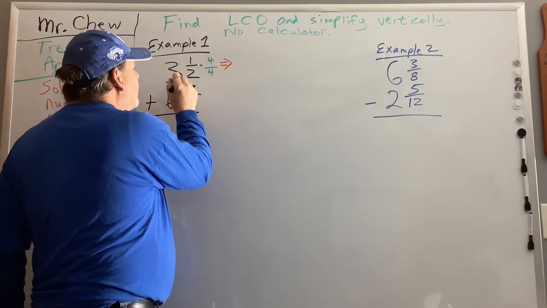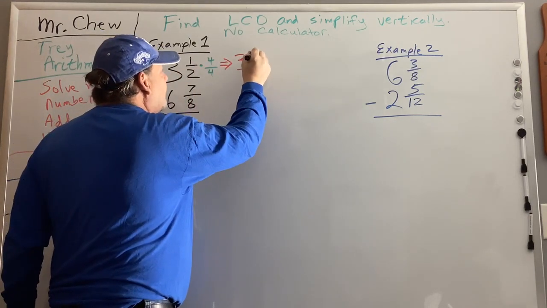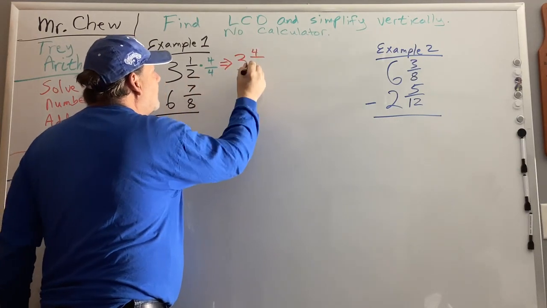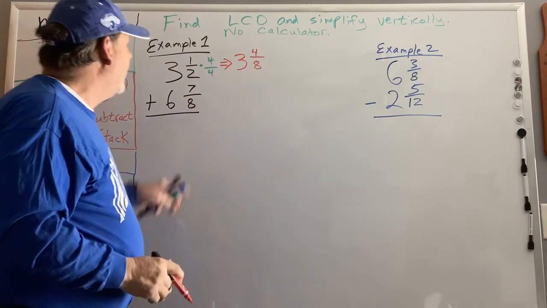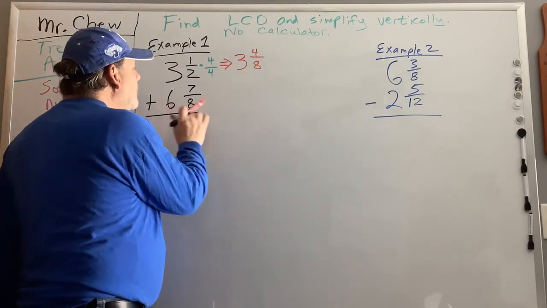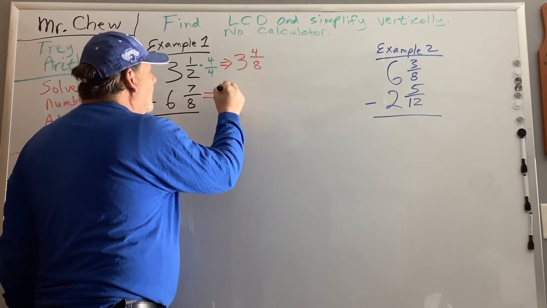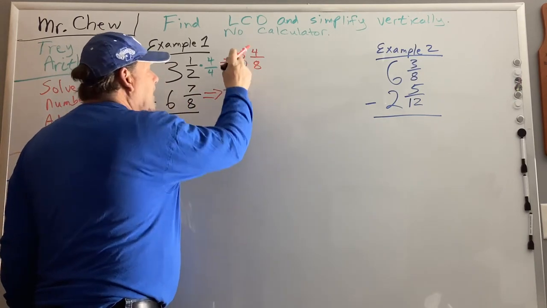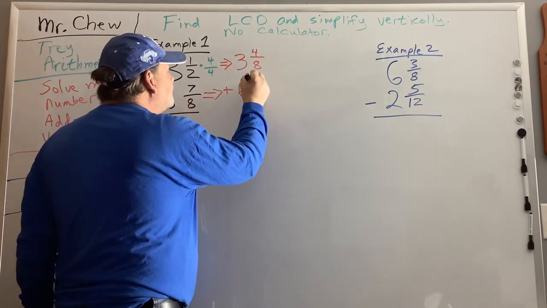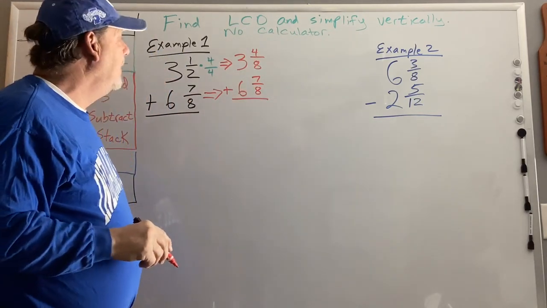And we're going to take and rewrite this as 3, and 1 times 4 is 4, and 2 times 4 is 8. Because 3 and 4/8 is the same as 3 1/2. And then I'm going to just rewrite this, because I already have it in 8s, and write the whole numbers under each other and the fractional parts under each other.